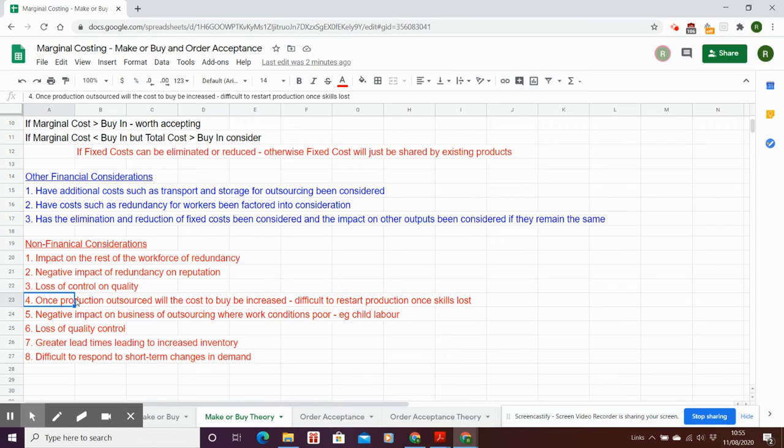Once production is outsourced, will the costs increase? These are called tempter prices. They used to be quite common, where a business that wanted to outsource within 2 years would perhaps double the costs, and all of a sudden it would have been cheaper to continue producing the product in the company itself, because it's phenomenally difficult to restart production when skills have been lost.